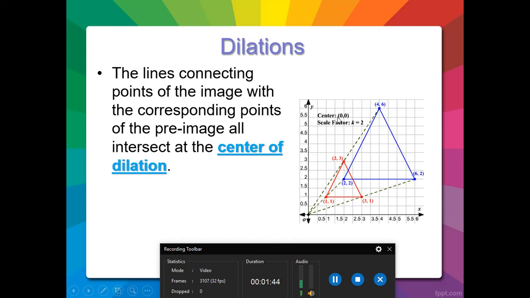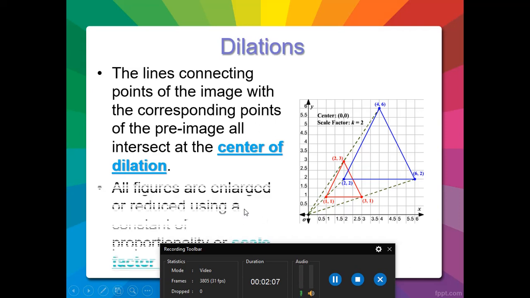So we can see they're listing the center is at the origin. Now the scale factor K equals 2, we're going to talk about in a second, but that confirms to me that the red triangle was my pre-image and the blue triangle is my image. So the point (1, 1), if we connect it to its corresponding part, it's now at (2, 2). So it just pushed it twice as far away from the origin.